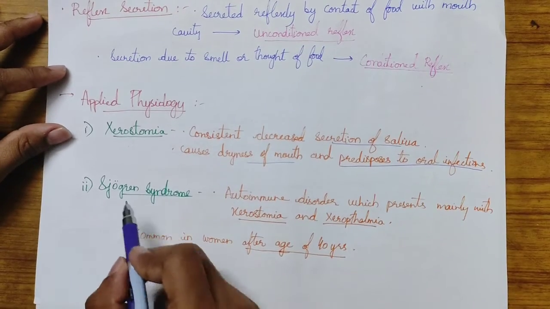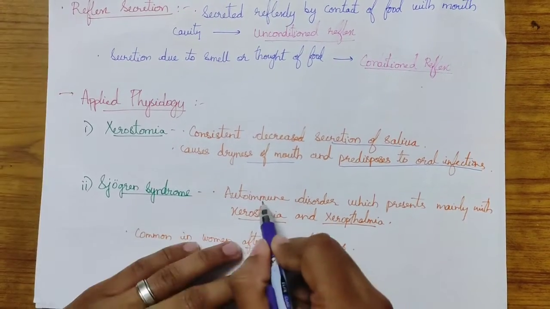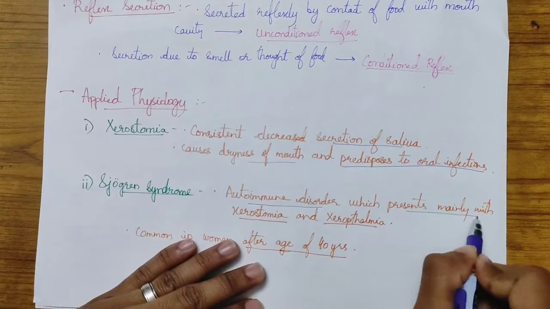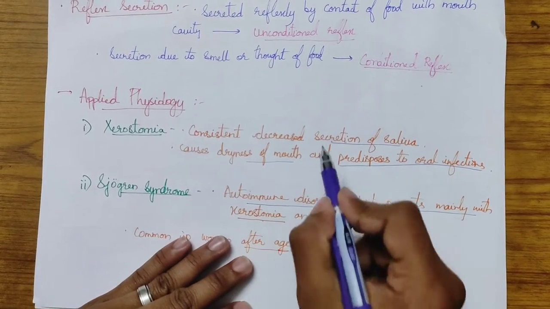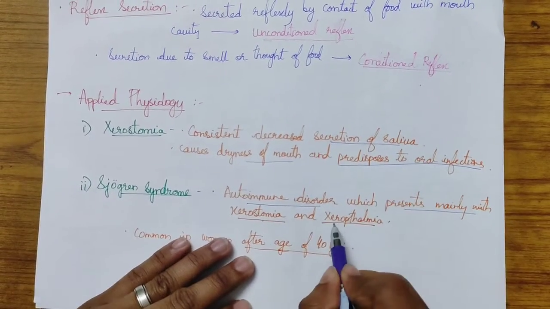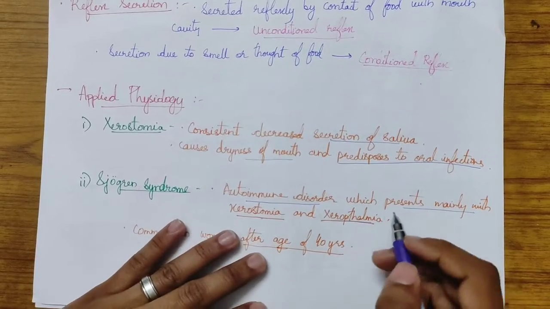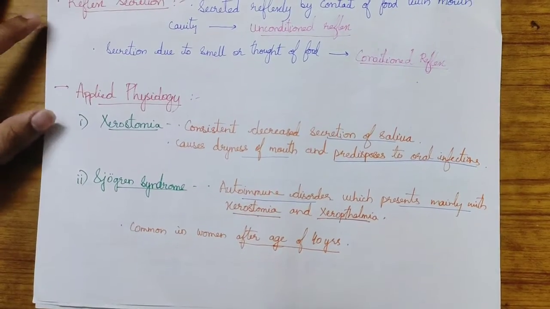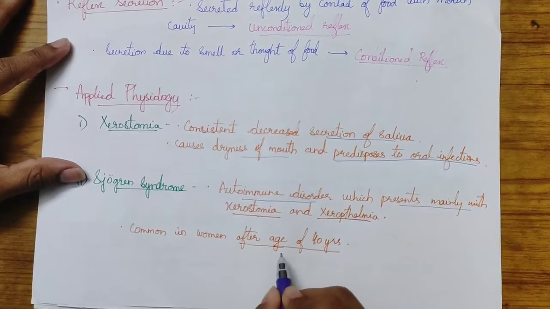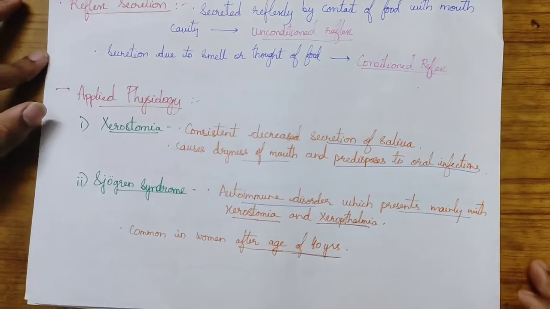The next one is Sjogren syndrome. It is an autoimmune disorder which presents mainly with xerostomia or the decreased secretion of saliva and xerophthalmia or the decreased tear formation in the eyes. It is common in women after the age of 40 years.